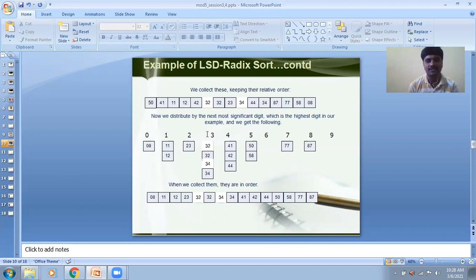And now we distribute by the next most significant digit, which is the highest digit in our example, and we get the following. So with the 0 to 9 buckets we go for the ordering. When we collect them, they are in order. So now we are going to see the order of the system.